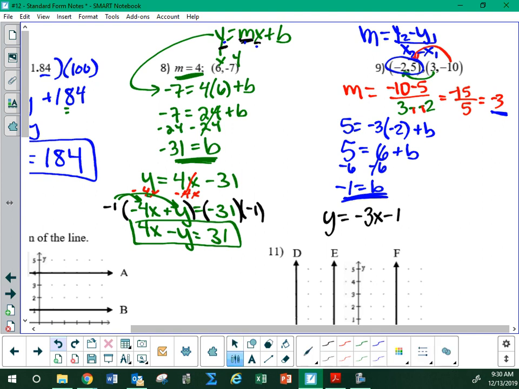Then we got a plus 3x. Good. I have to move my x over, so add 3x. 3x plus y equals negative 1. Yes, you said it correctly. I wrote it incorrectly, sorry. 3x plus y equals negative 1.